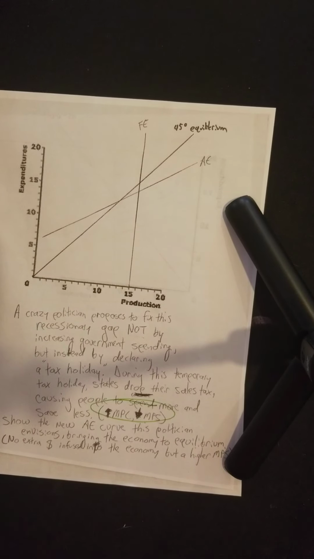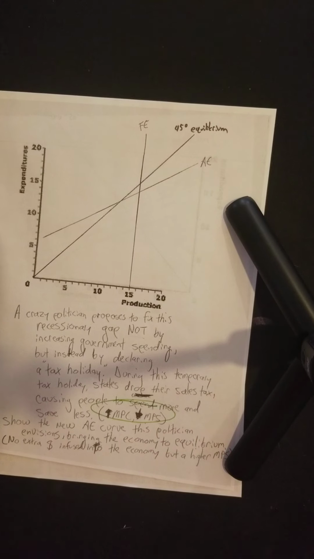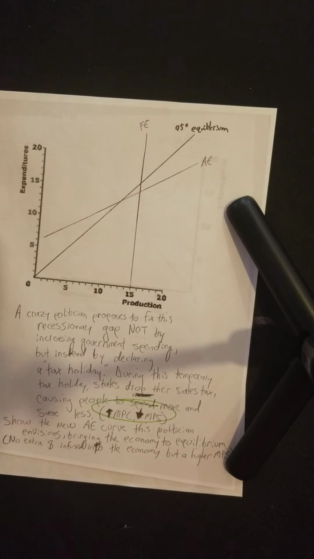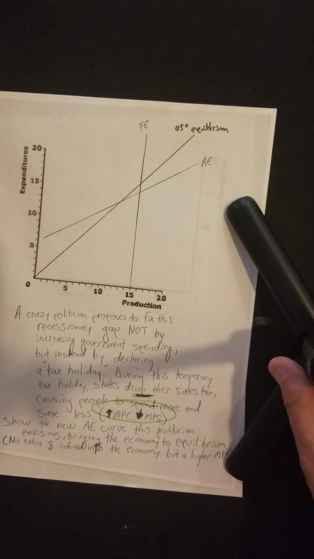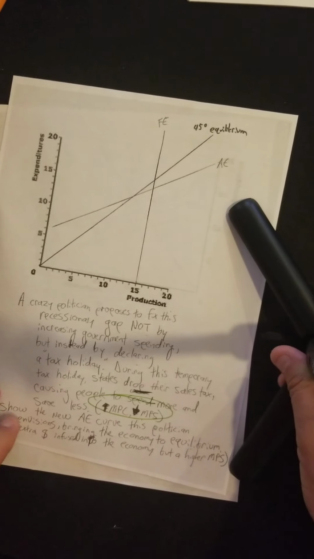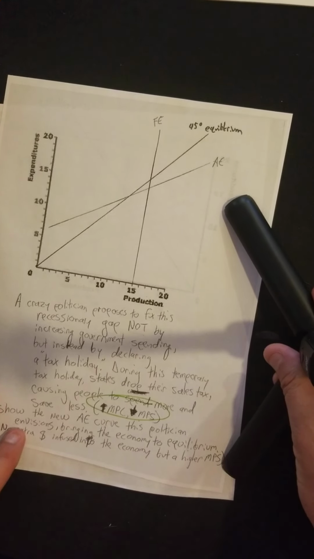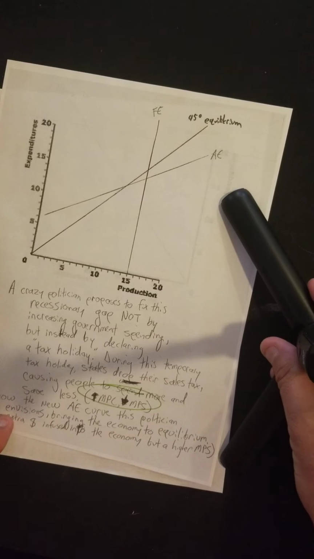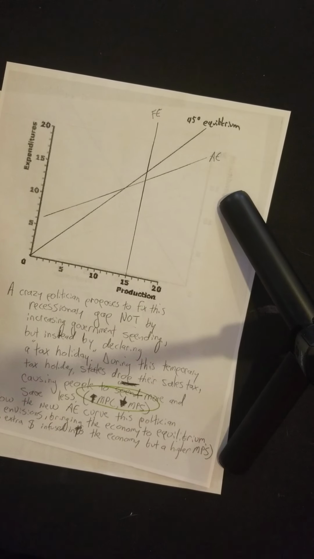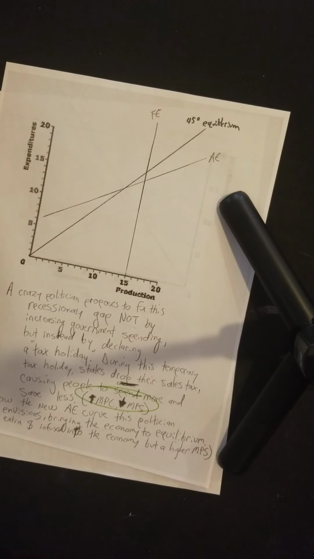save it. Okay, so this is one that really is assessing, what do we know about this graph? Okay, so I'm asking you to show the new aggregate expenditure curve that this politician is dreaming that they can create by not spending money, but by having some sort of tax holiday that would make people spend more money.